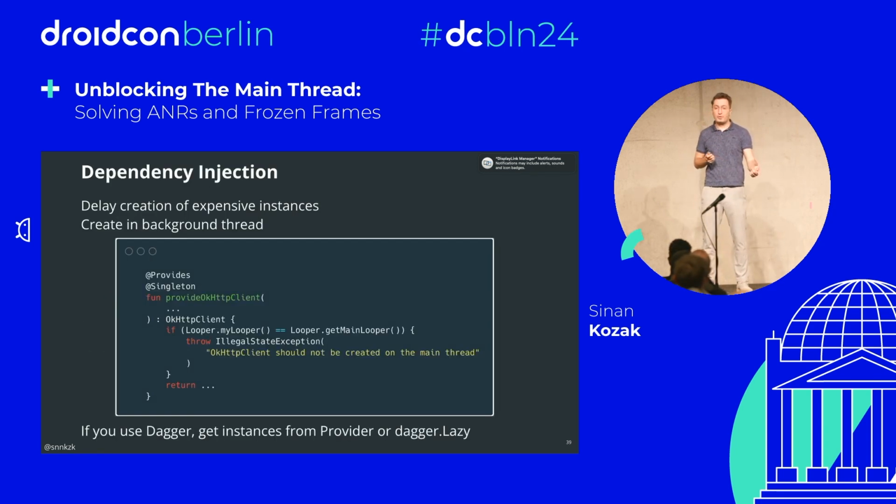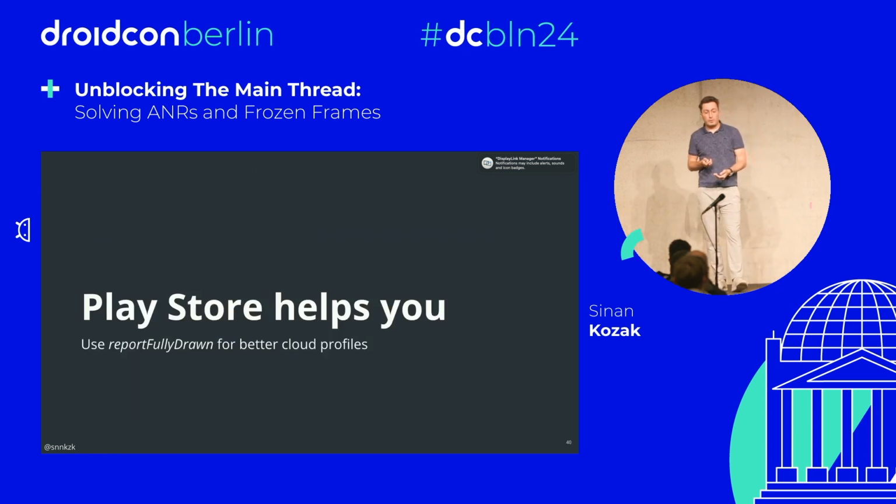And you can also use Dagger Lazy or Inject Provider to get the provider itself, but only call it and create it in the background when it's necessary. For the first pixel, Play Store also helps you a lot.